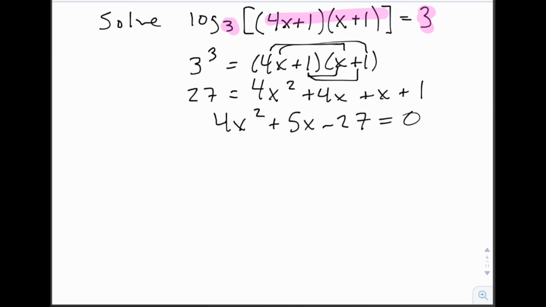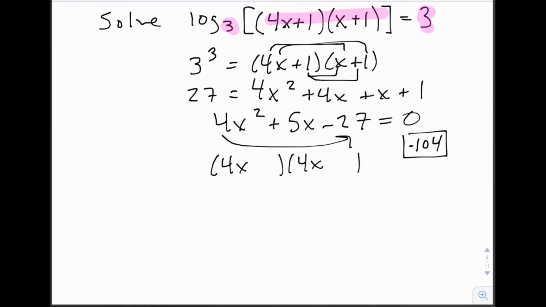So let's go ahead and try to factor this out. The 4 times the negative 27 gets us a number of negative 104. So we want two numbers that multiply to negative 104, and added or subtracted together get us this positive 5. In this case, numbers that will satisfy these requirements will be a positive 13 as well as a negative 8. So further reducing, we will be left with 4x plus 13 multiplied by, if we take out the 4, x minus 2.